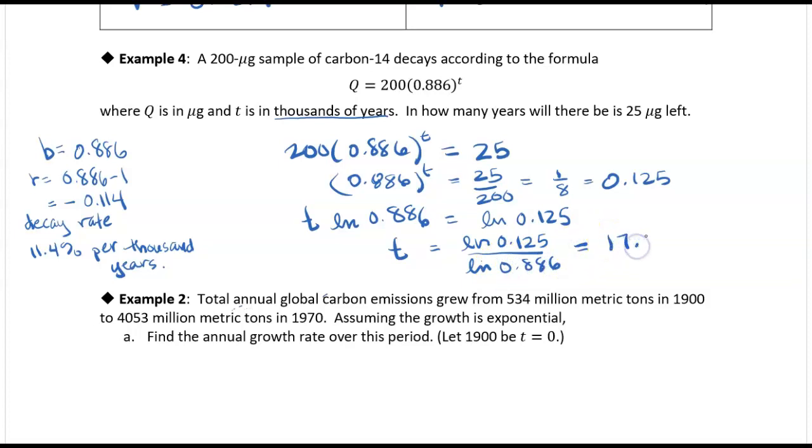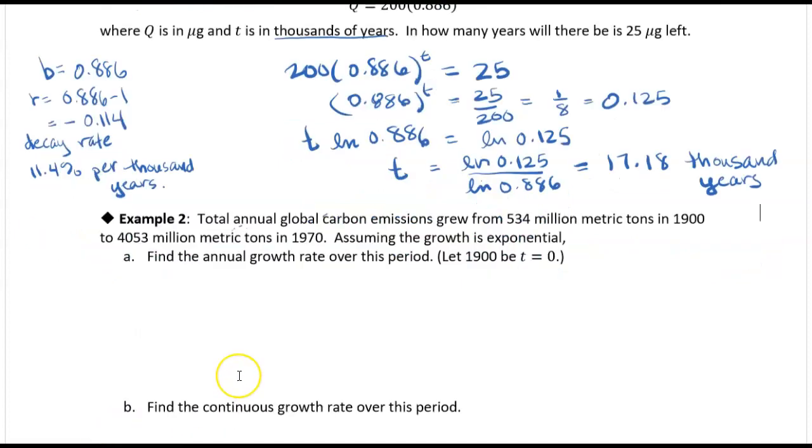I get 17.18. And, okay, remember our t is in thousands of years. So this is 17.18 thousand years. Okay. All right, let's keep going.